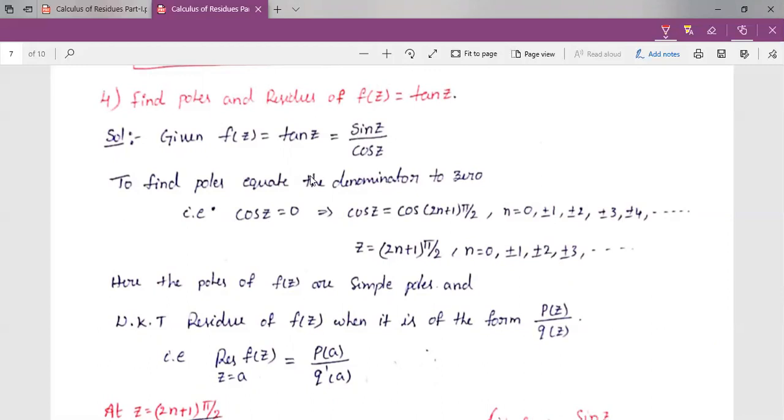For finding poles of the function, we equate the denominator to 0. We get the poles of the function. Those are 2n plus 1 into pi by 2 when n equal to 0, plus or minus 1, plus or minus 2, plus or minus 3, and so on. So observe here our poles are all simple poles, and our function is of the form p of z by q of z.